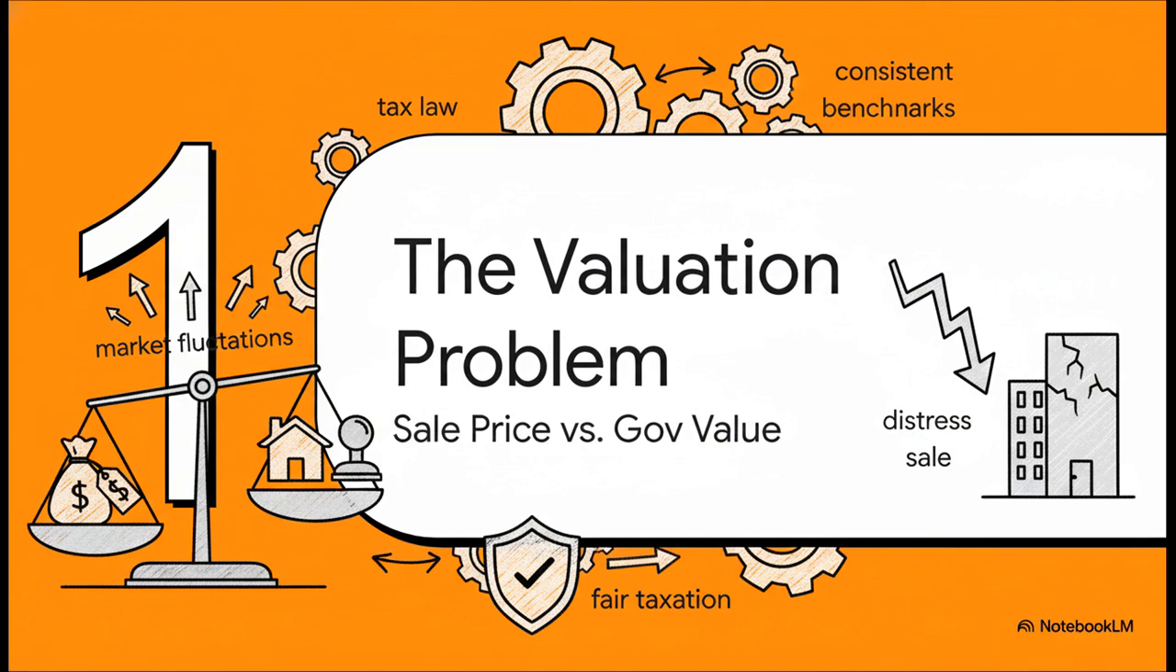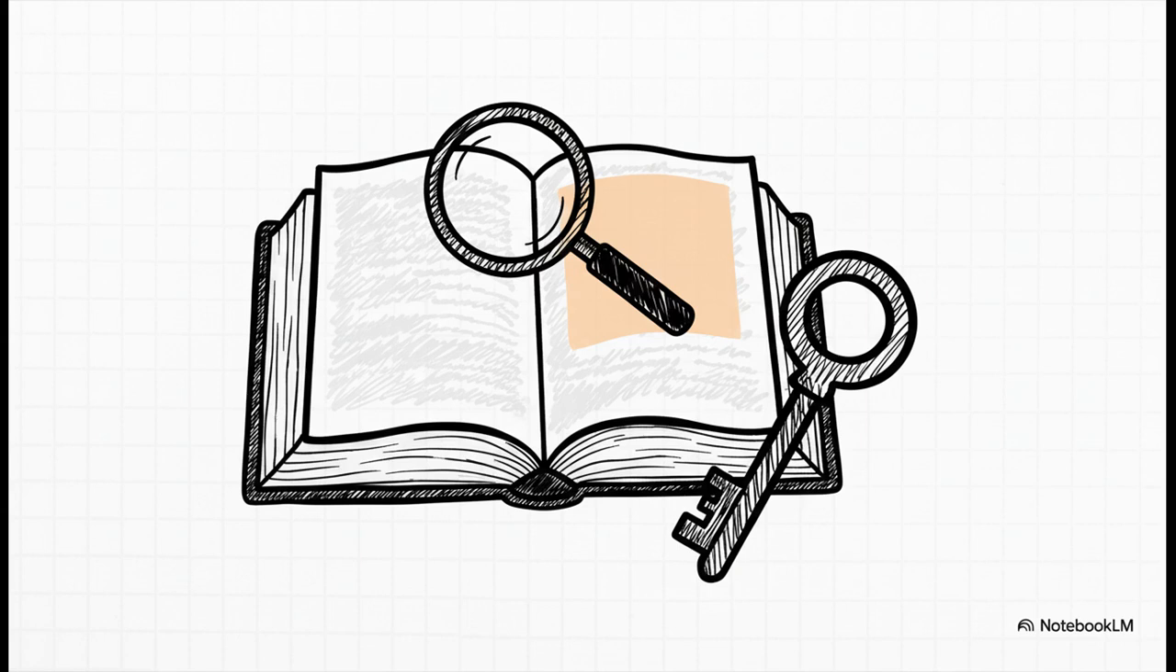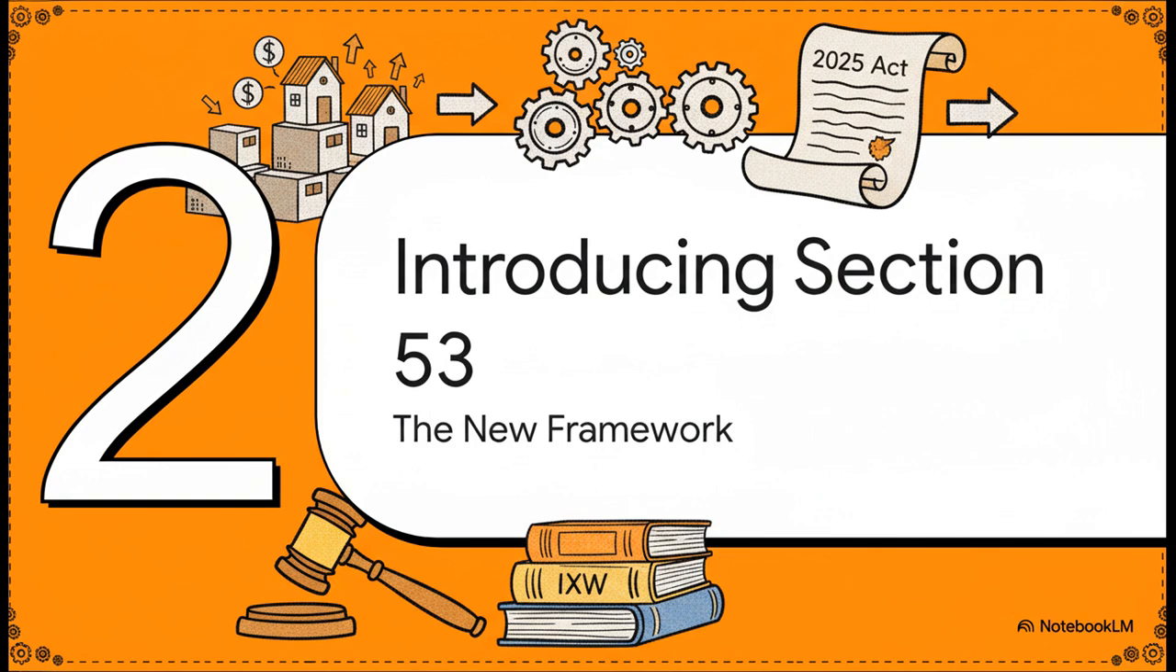All right, so that's the heart of the issue, right? You've got the price you sold it for, and then you've got this official government value, and they just don't match. Now, this can happen for all sorts of reasons. The market could be down, maybe it was a quick sale, whatever. But from the government's point of view, they need a reliable number, a benchmark, to make sure everyone's paying their fair share of tax. And that's exactly where Section 53 of the new Income Tax Act 2025 comes in. This is the section that gives us the answer. It lays out the exact rules for figuring out what the full value of consideration is supposed to be in situations just like this.